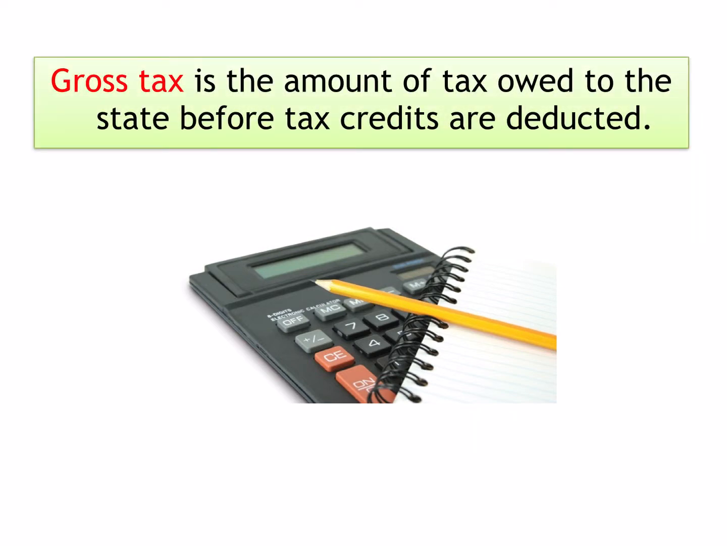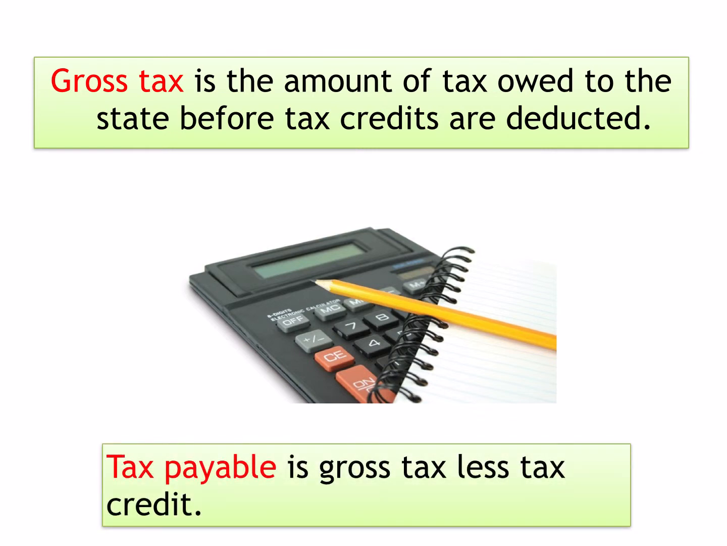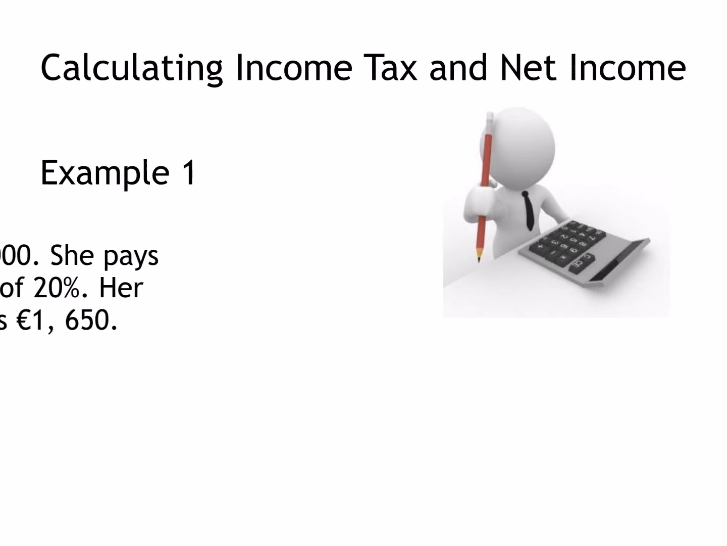Gross tax is the amount of tax owed to the state before tax credits are deducted. Tax payable is gross tax less tax credit. Calculating income tax and net income. Let's look at an example.